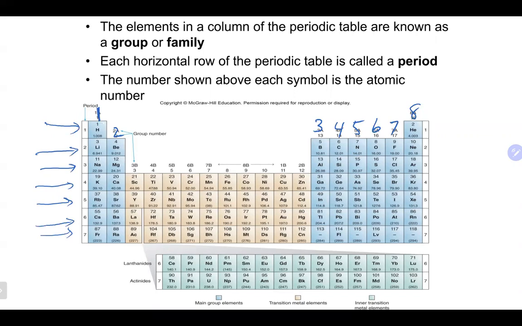And as we also talked about, obviously the number above each of these symbols is the atomic number, which, as we know, is the number of protons that we find in the atom. So groups go up and down, periods go left to right, and obviously the atomic number is up on top. And as we also just talked about, on the bottom there, below the symbol, is the atomic mass that we just talked about how to calculate.